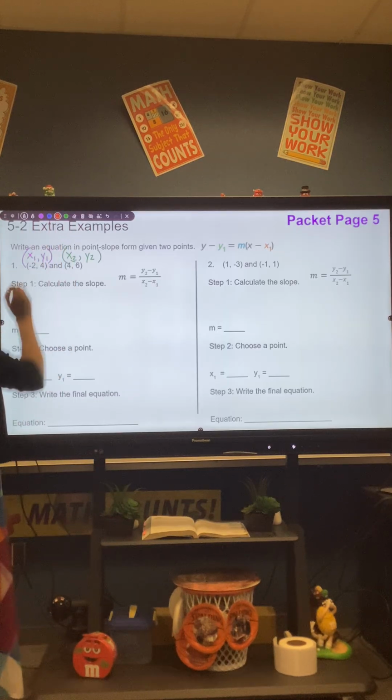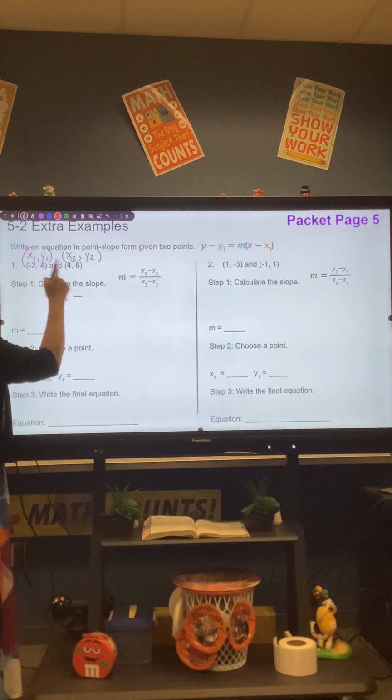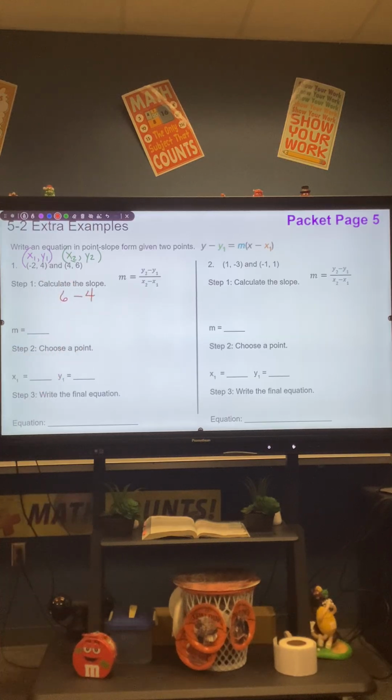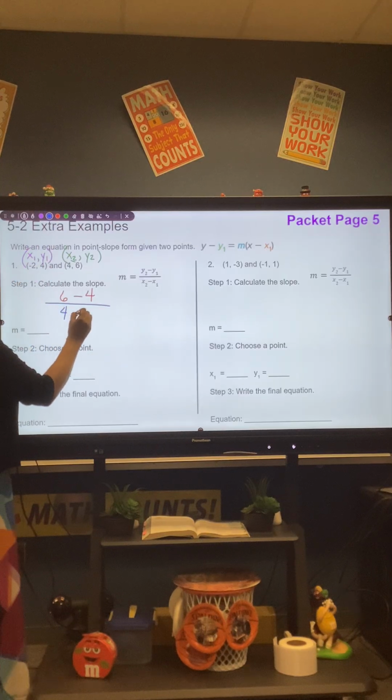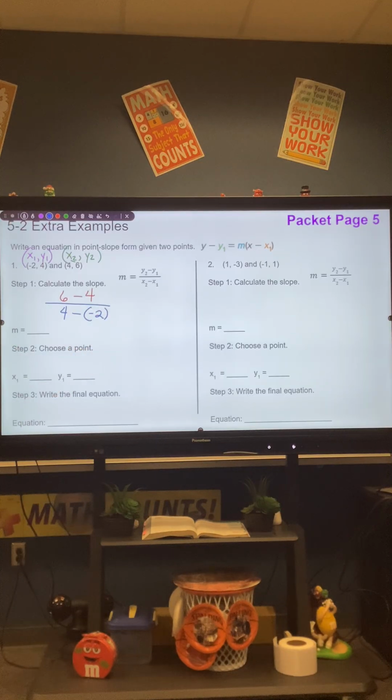Here I go. Did you get 6 minus 4? How many people got that part? If you got the 6 minus 4 part, beautiful, as your numerator. What about your denominator? Did you get 4 minus a negative 2? Tell me your paper looks like that. When you get the negative 2, remember we put it in what? Parentheses. Okay? Let's go.